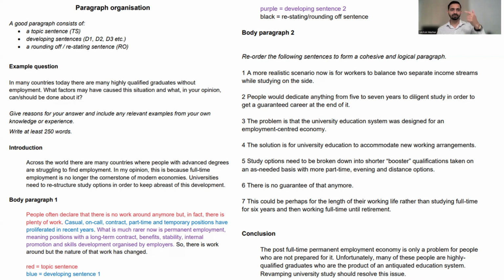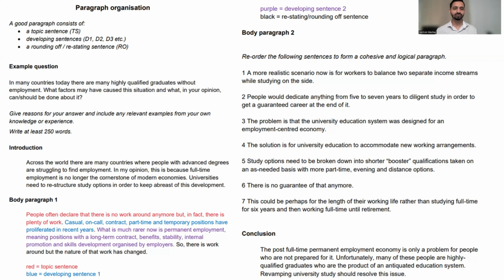Then it uses a developing sentence. The first developing sentence is in blue. Casual, on-call, contract, part-time, and temporary positions have proliferated in recent years, okay? That is my first developing sentence. I've given an example of part-time, contract work, temporary positions that have proliferated in recent years. That's one. Developing sentence 2 in purple, have a look at that.